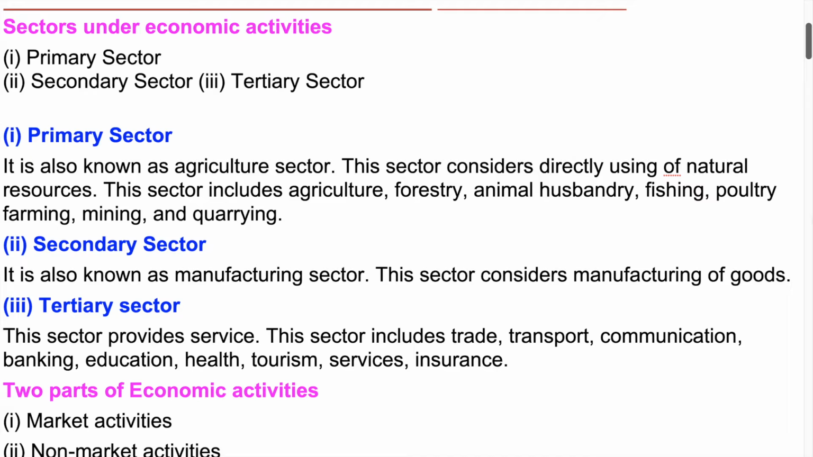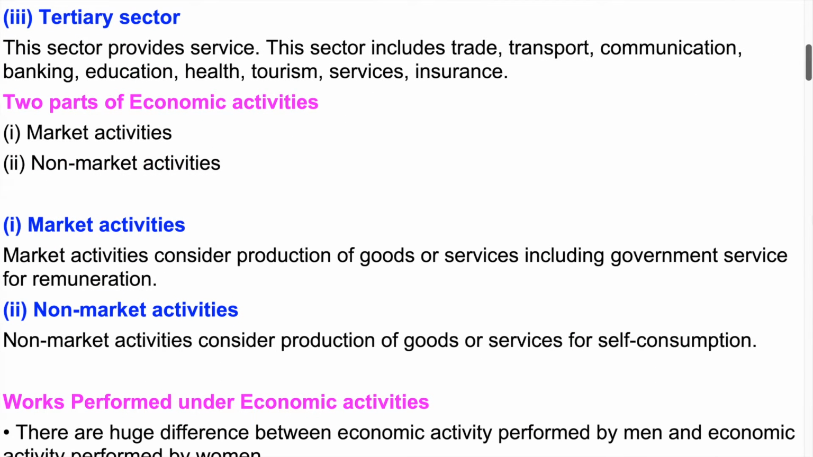1. Primary sector. It is also known as the agriculture sector. This sector involves directly using natural resources. It includes agriculture, forestry, animal husbandry, fishing, poultry farming, mining, and quarrying. 2. Secondary sector. It is also known as the manufacturing sector. This sector considers the manufacturing of goods. 3. Tertiary sector. This sector provides services. It includes trade, transport, communication, banking, education, health, tourism, services, and insurance.